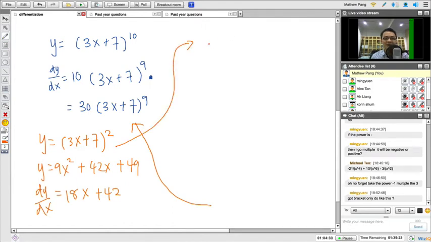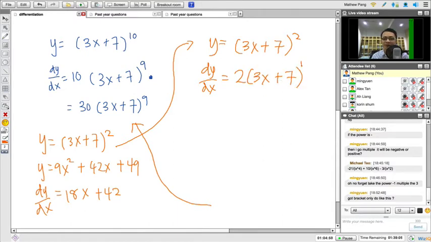Let's say right now I use the method over here, to see whether I get the same answer or not. 3x plus 7 power of 2. First thing is, when you differentiate, you move the 2 in front. So you've got 2 times 3x plus 7, power 2 minus 1, which is power 1. And then you differentiate inside one more time, you get 3. 3 multiply 2 is 6, times 3x plus 7. Then 6 you can multiply in, right? So you get 18x plus 42. See, both actually give you the same answer.